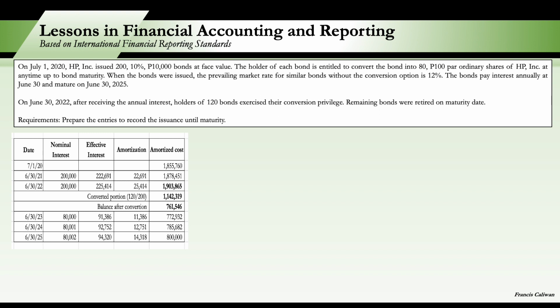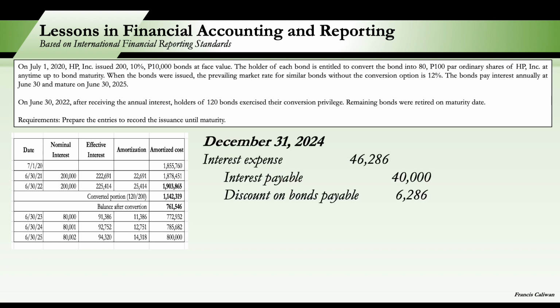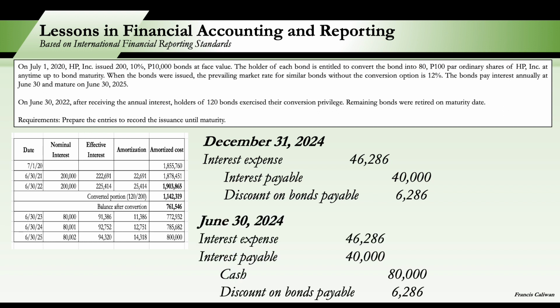Next, in 2024, our entry on December 31, 2024 is debit interest expense 46,286. So 6 months, interest payable 40,000 and discount on bonds payable 6,286. And then on June 30, 2024, the entry is debit to interest expense 46,286. Interest payable of 40,000, credit to cash of 80,000, and discount on bonds payable for 6,286.